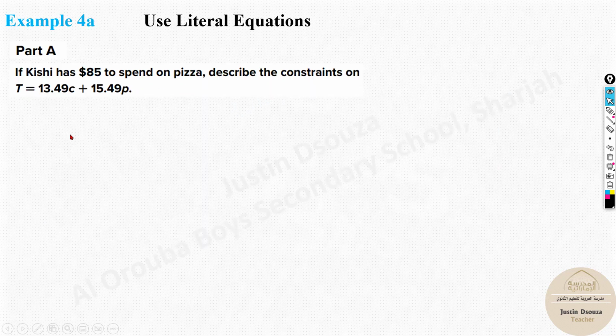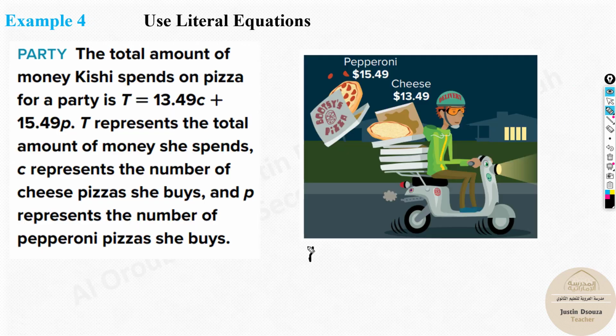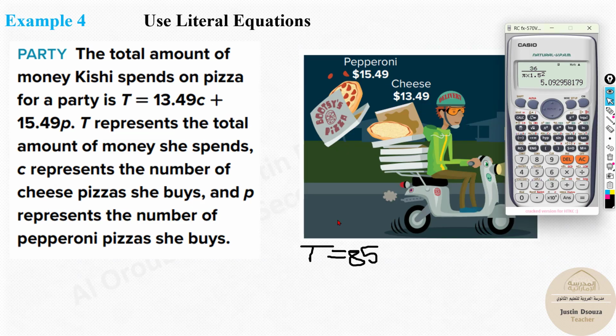Let's see what we need to solve. If Kishi has $85 to spend on pizza, describe the constraints on this. Okay, constraints means what's the maximum and minimum value in general. So now let's go back over here. See, T is given as $85, isn't it? Now you have the values of these. So how many maximum cheese pizzas can be bought? There are various ways to do this, but I'll tell you the easiest method. You have a total of $85. So 85 is the maximum. You know, for one cheese pizza it is 13. So how many can you buy?